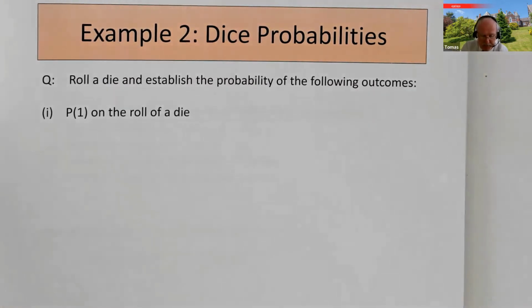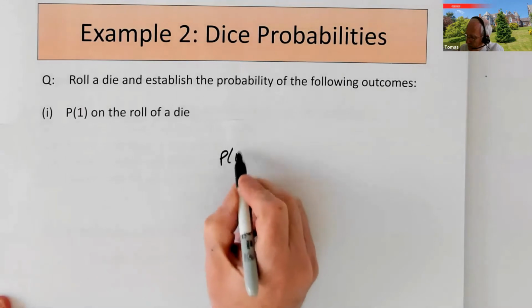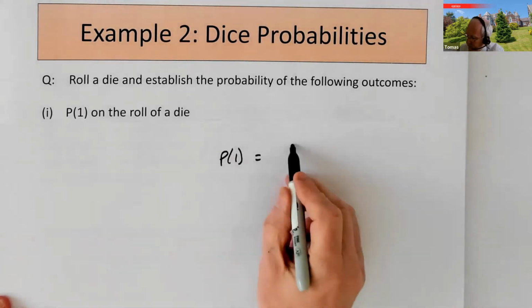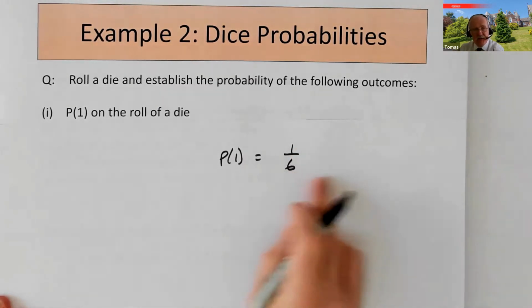If I roll a die, 6 sides to it, what's the chance of getting a 1? What's P1 on the roll of a die? I'd say most people would say 1 in 6, because there's one way of getting a 1 and there's 6 ways in total.